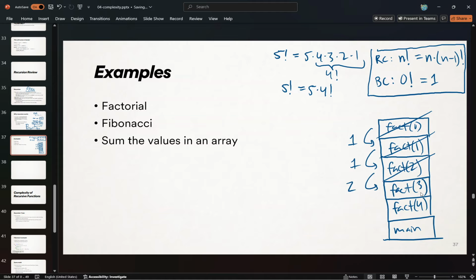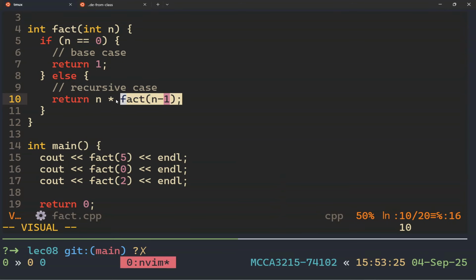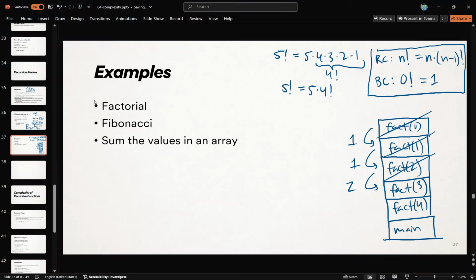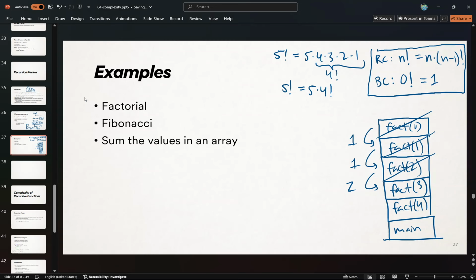Now fact of 3 was waiting for that. It got it. Fact of 3 was waiting for fact of 2 to multiply its 3 by that. And so it sees 2. It can multiply its 3 to make 6. And then it has something finally concrete to return. 6. Now it's done.